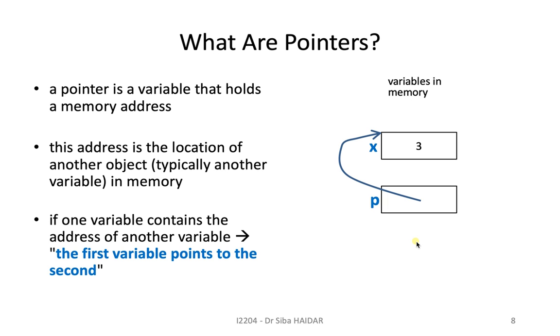So this is my schema now. I have two variables. One is x, the other is p. The variable p is a particular variable. It holds addresses, and this time it is holding the address of x inside the memory. So this arrow is not a syntax in C, but it is used here schematically in order for you to remember that p is pointing to x.